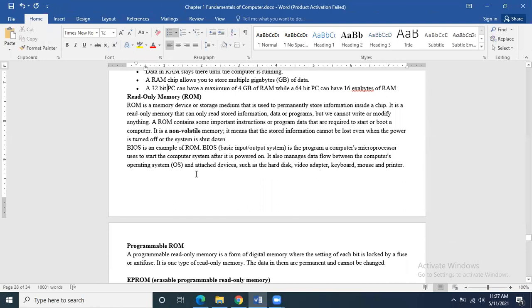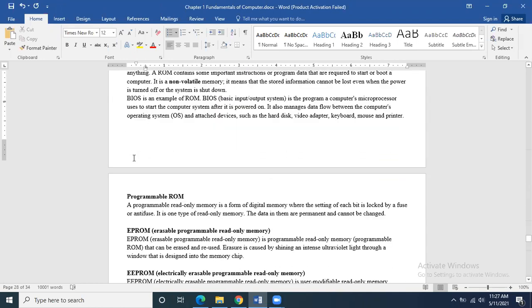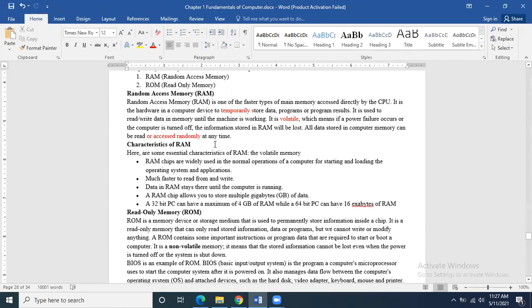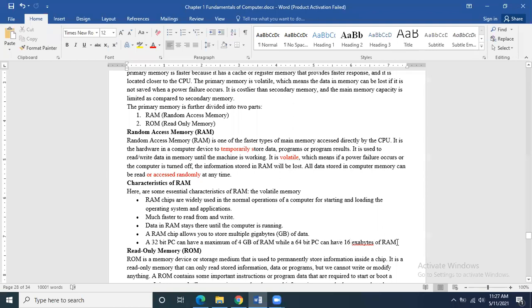Now, ROM is also a chip on the motherboard which stores data. And ROM is called read-only memory. Okay, so inshallah we will discuss read-only memory later, but we keep it over here.